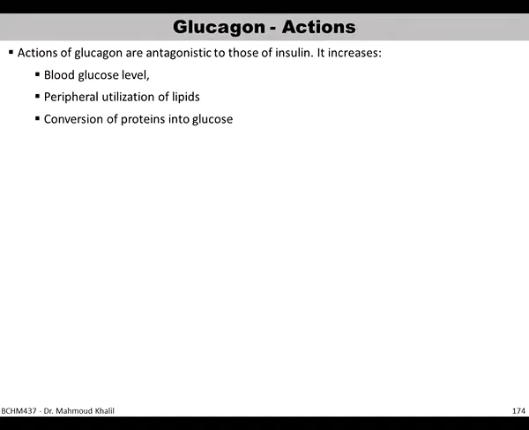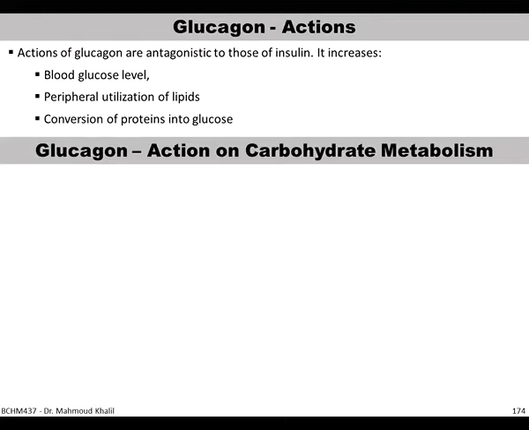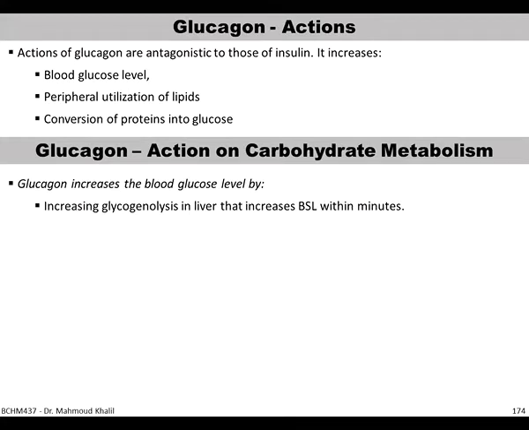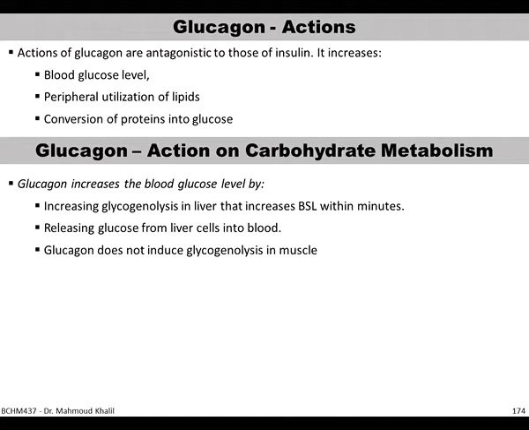So what is the action of glucagon? Actually, it increases the blood glucose level. It increases peripheral utilization of lipids and as well the conversion of proteins into glucose. On carbohydrates, glucagon increases blood glucose level by increasing glycogenolysis in the liver, which increases blood sugar level within minutes, because you know the action of glucagon is around 3 to 6 minutes. It releases glucose from liver cells into the blood, and it does not induce glycogenolysis in muscles.